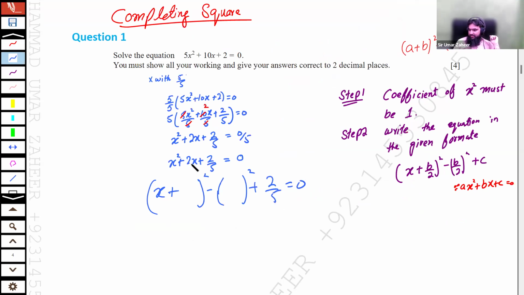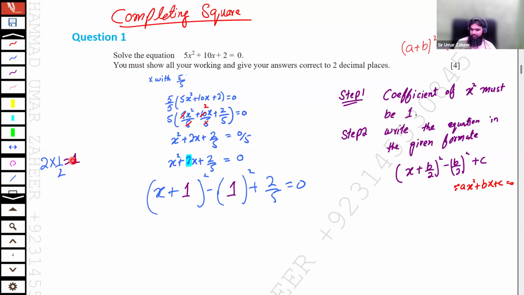Now how to find it? b over 2. Basically, this is your b value, that is 2. You just have to multiply it by 1 by 2, which means you have to take the half. So you will get 1. In a different situation, you will get different values. Basically, I did not change anything in the equation. I'm just writing it into the completing square form. I'm just changing the format, that's it.